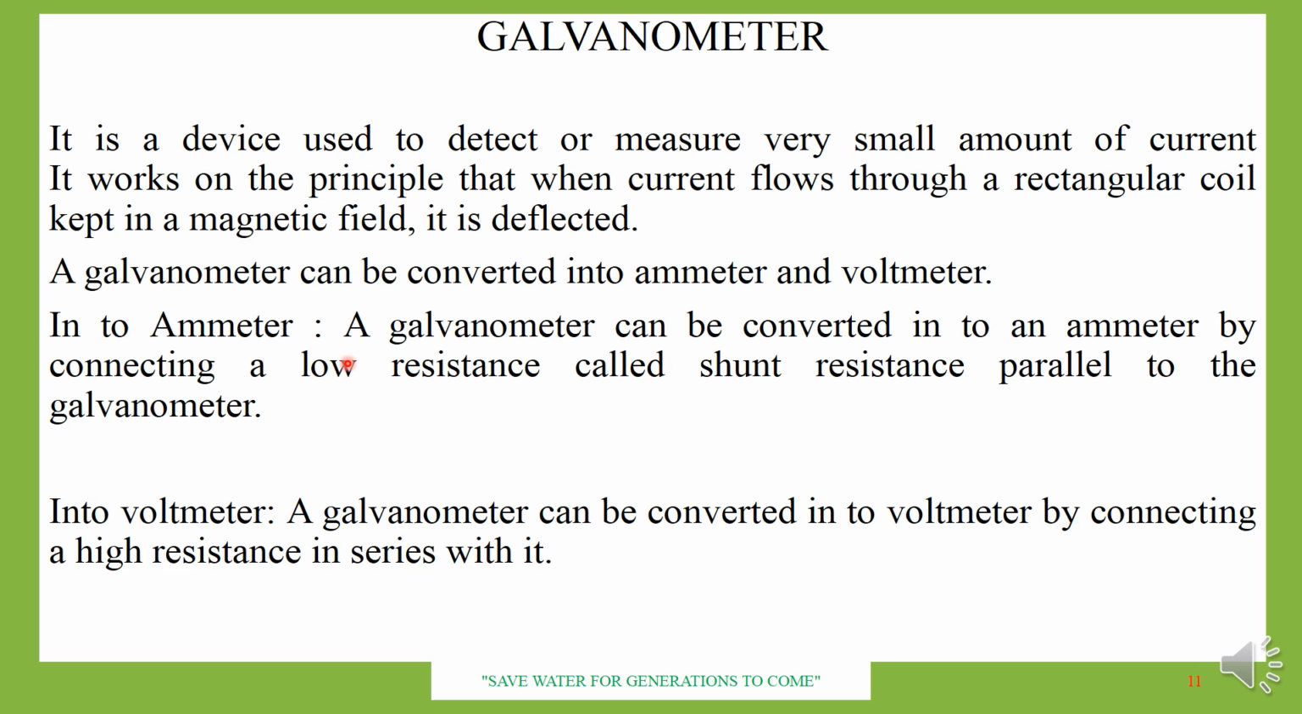Into an ammeter, how can we convert? A galvanometer can be converted into an ammeter by connecting a low resistance called shunt resistance in parallel to the galvanometer. This way we can convert. And how can we convert it into a voltmeter? Simply remember, it can be converted into a voltmeter by connecting a high resistance in series with it. So in a voltmeter, the resistance is connected in series, but the voltmeter itself is connected in parallel. And here the ammeter and this shunt is connected in parallel, but the ammeter itself is used in series.